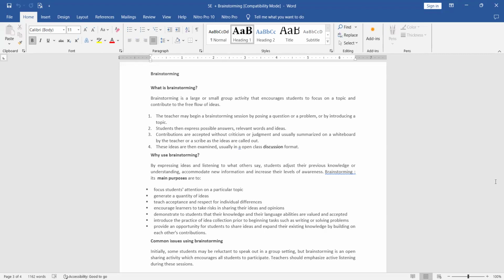That is brainstorming. And if it is talking, without actually thinking whether this is right or wrong, whatever comes to their mind, they express. That is free flow of ideas, right? Free flow of ideas. So the teacher introduces the topic. Students then express possible answers, relevant words and ideas, what comes to their mind. Right or wrong is not a matter here.